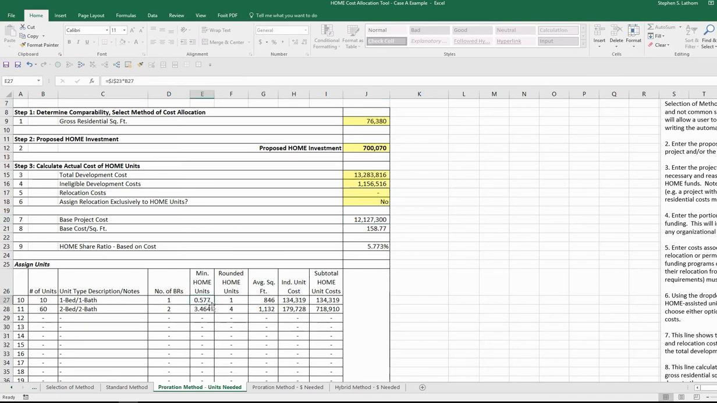And then also needing to round up and get at least our fair share of each unit type, as opposed to the project as a whole. We need to make sure that we've got at least 5.77% of each of the unit types. So those are the common mistakes that were made in the past, and this is why the spreadsheet has been developed to help people make sure that they avoid that.